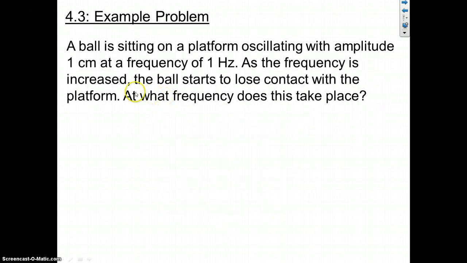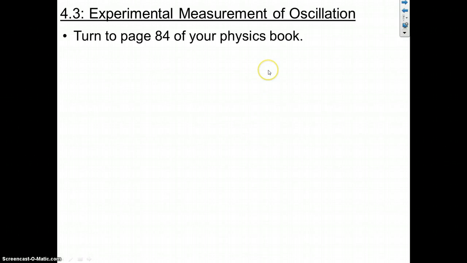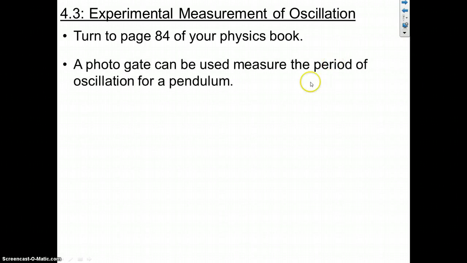We're going to skip this example problem, but we'll look at it in class. This will be how we begin next class. So turn to page 84 of your physics book, and we're going to look at these 3 examples that are shown. We have headers that say photo gate, force sensor, position sensor. We can use a photo gate to measure the period of oscillation for a pendulum.